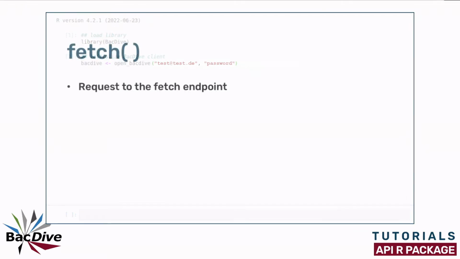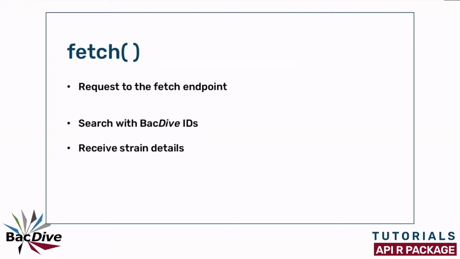The R package contains three functions for API requests: fetch, request, and retrieve, and the first one, fetch, simply implements a request to the fetch endpoint of the API. So what that means is that we can make a request with BacDive IDs and receive detailed information on the strains we searched for.